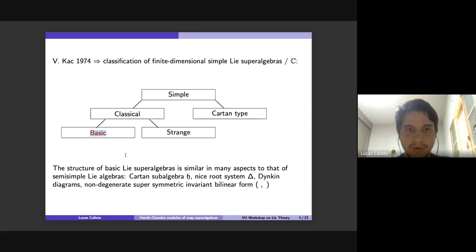So in a few words, this is the starting point. If you want to study Lie superalgebras, the starting point is the basic ones, right? The other ones are harder, let's say, to study. As I was saying, I'm going to restrict the talk to the basic Lie superalgebras. These have Cartan subalgebras, nice root systems, Dynkin diagrams, and a non-degenerate supersymmetric invariant bilinear form. So every concept that we are familiar with in the Lie algebra case we have here. Of course, there are many differences, but at least we have these concepts, right?